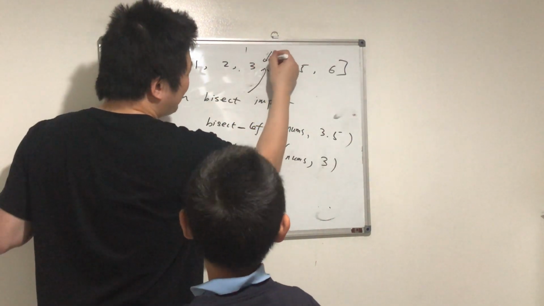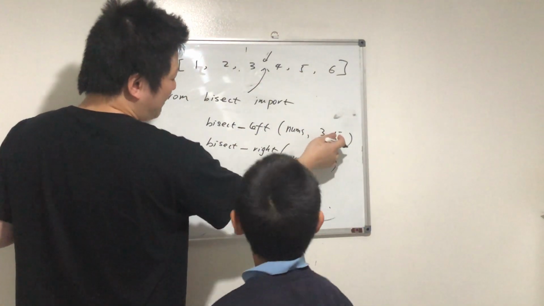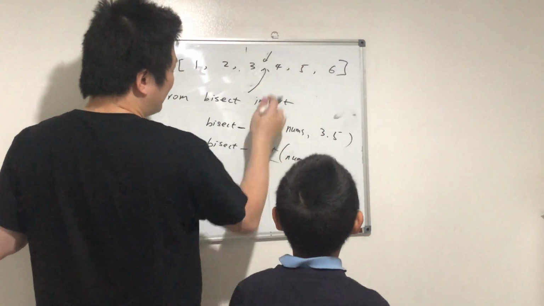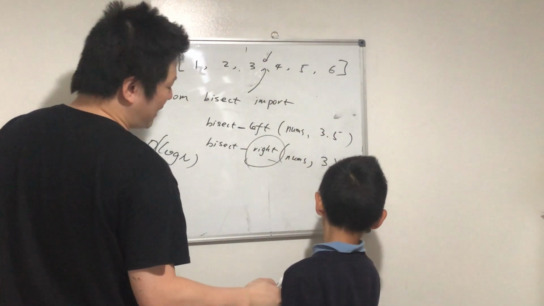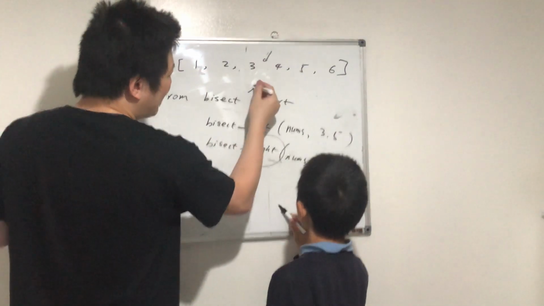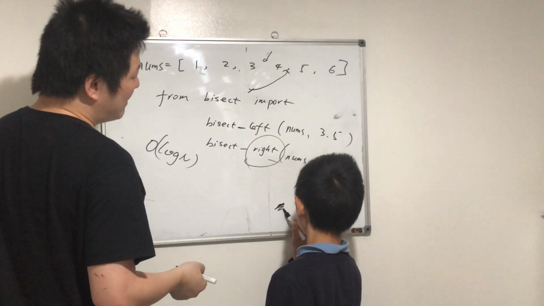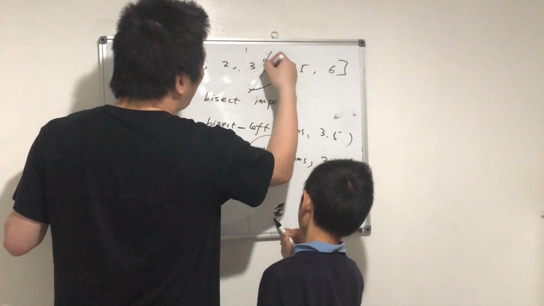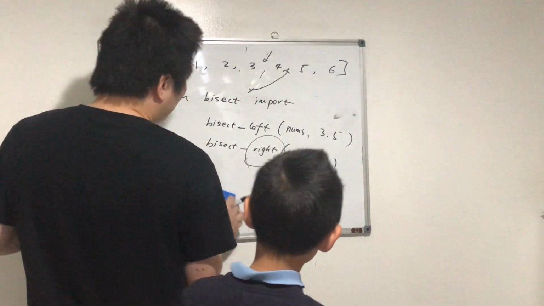Actually, it will return 3 here, because index 3 is where it's going to go. You want to put 3.5 in index 3. And if it's bisect right, what does it mean? It will be here, right? 3.5 will be put after. Got it?